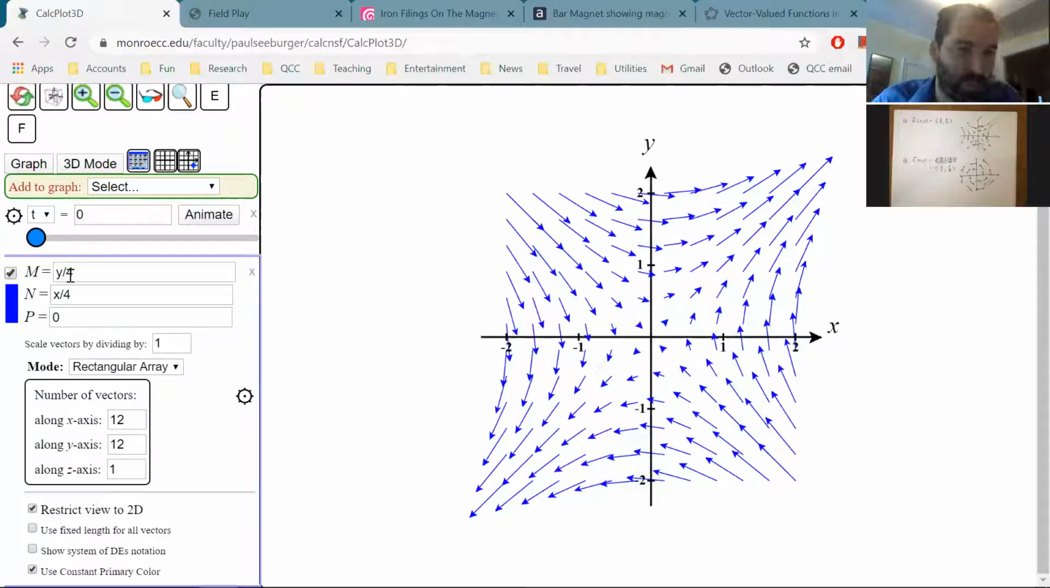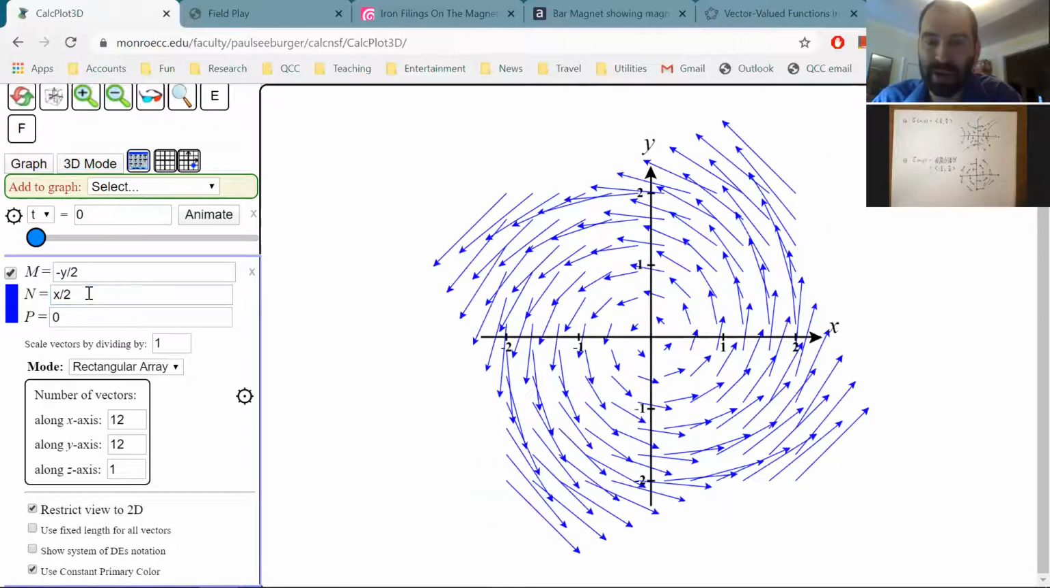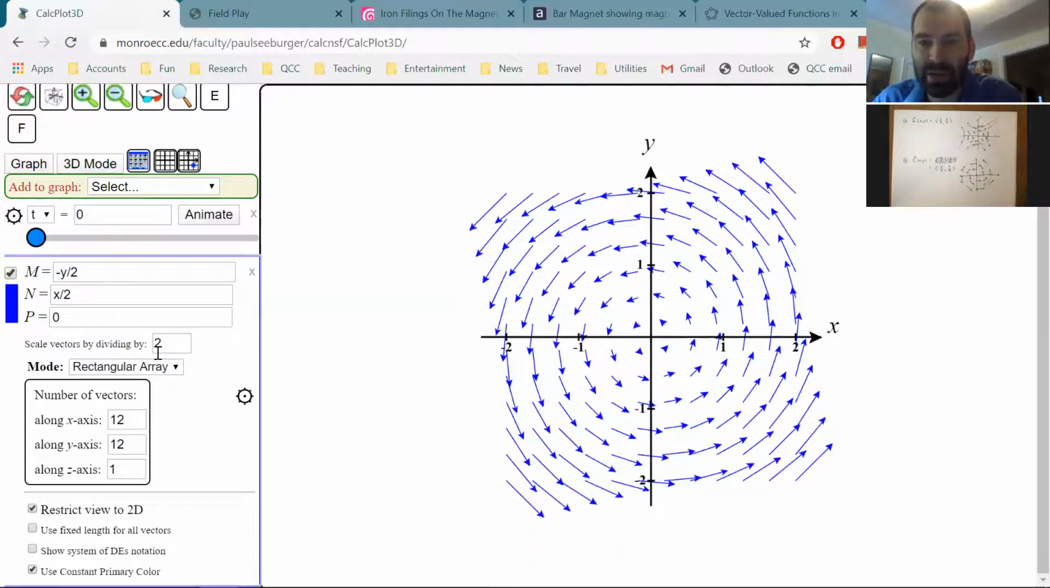You get that just by swapping the x and the y. And then the last one we did was negative y/2, x/2. So just put a minus in front of the y, essentially. And we get a very different vector field. We get this spinny vector field. And like I said, you can scale the vectors down so that you get a cleaner picture. And you can see that things are just spinning here.